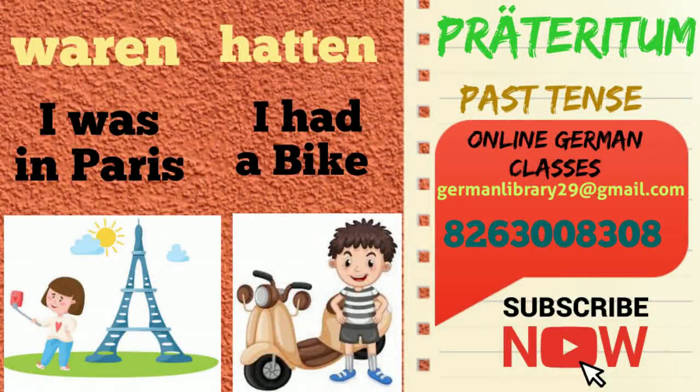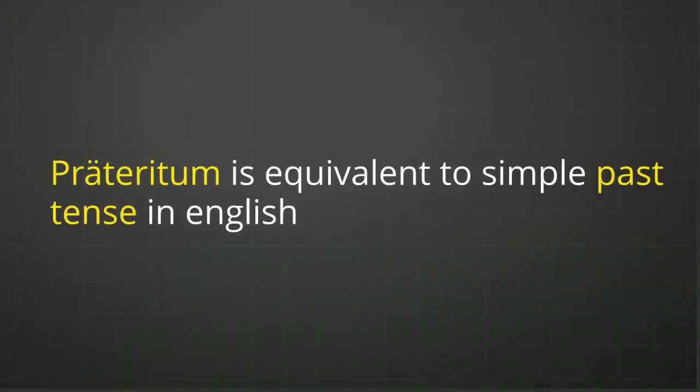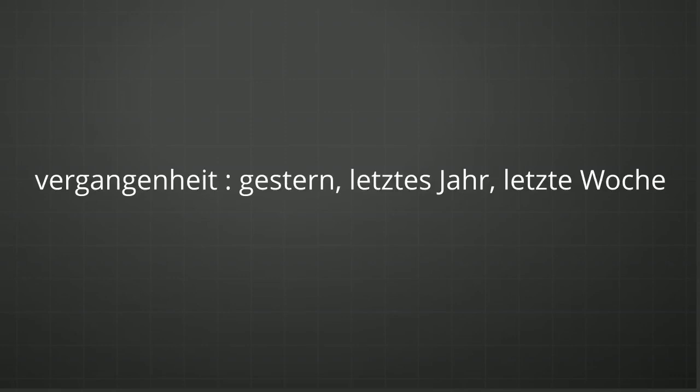In this video, we are going to learn simple past tense of verb haben and sein. Präteritum is equivalent to simple past tense in English. If we are talking about whatever had happened in the past situations, then you can use Präteritum form of verb in the sentence.